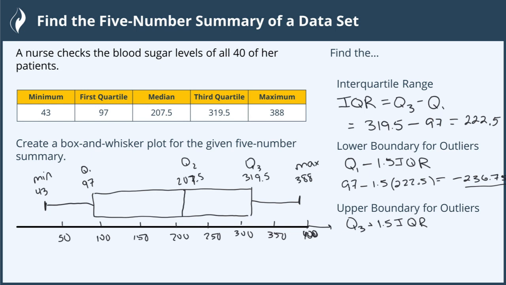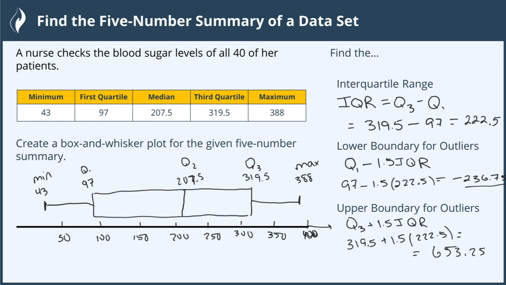So my Q3 was given to me as 319.5, and I want to add 1.5 times my IQR, which we determined was 222.5. So go ahead and do that on your calculator, 319.5 plus parentheses around the 1.5 times the 222.5. I got, check my numbers, oopsies, 653.25. And so what that value represents is the highest number from the data set that's not an outlier.